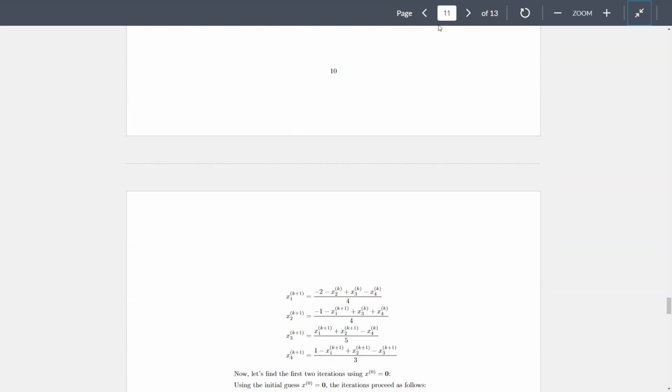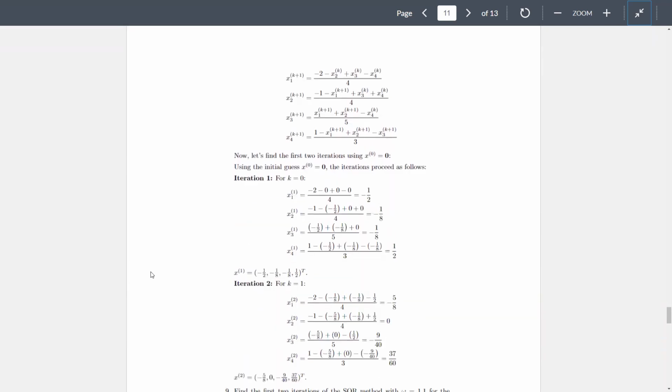For the 1, it should be the K plus 1, and then after the 1 should be the K. So before the 2, it should be the K plus 1. After the 2, it should be the K. And this would be the Gauss-Seidel method, and then we use this route to update, do the iterations for those.